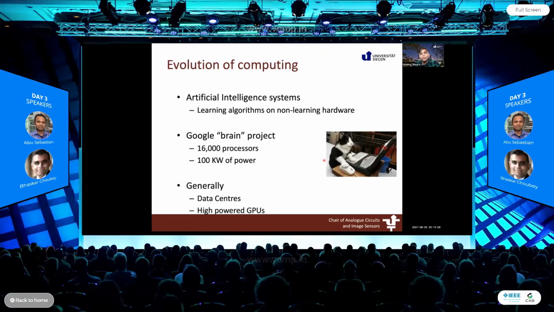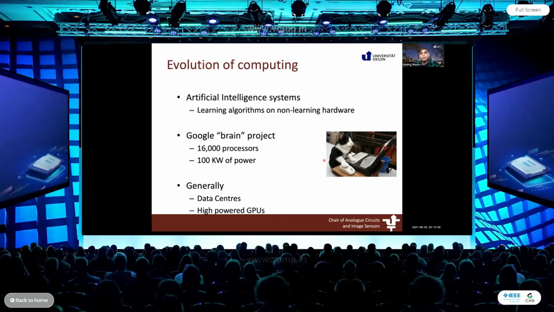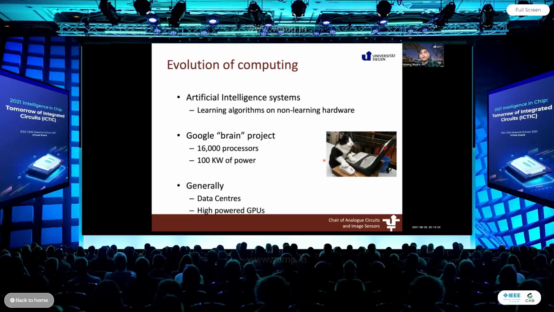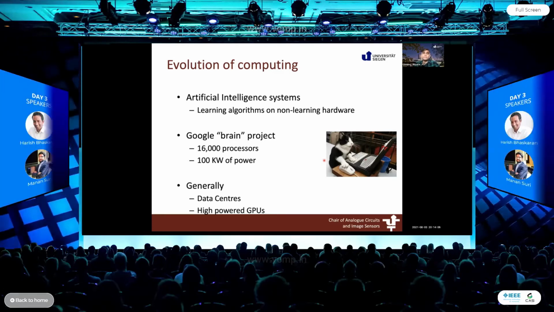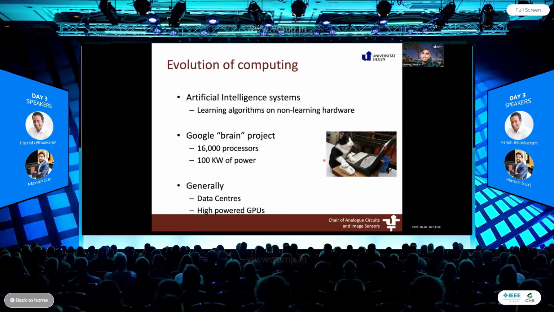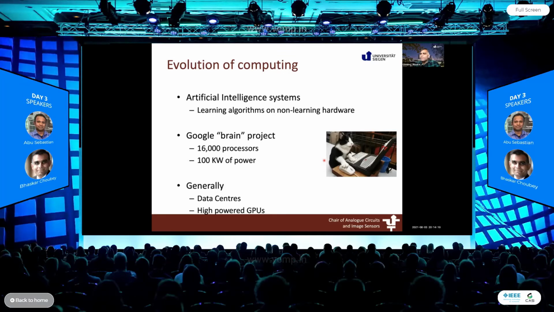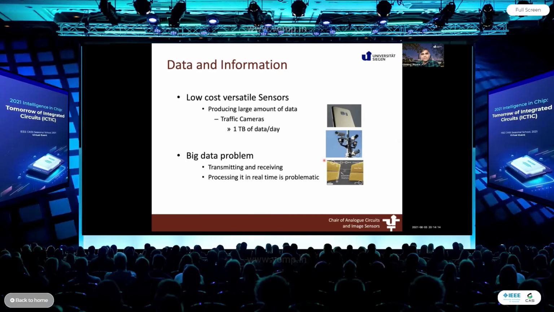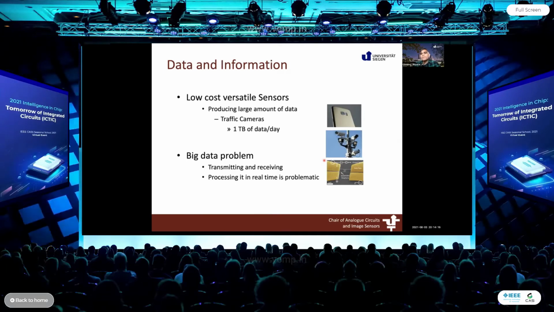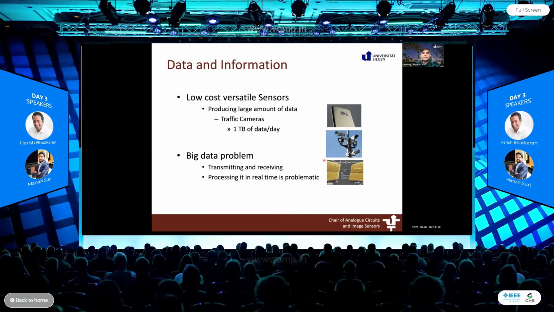Essentially speaking, because of the sheer volume of processing ability required, generally these things are in data centers or high-powered GPUs. Now, why am I talking about these things when I'm going to talk about sensors? Because what has happened in parallel is microelectronics has also given birth to low-cost, versatile sensors.